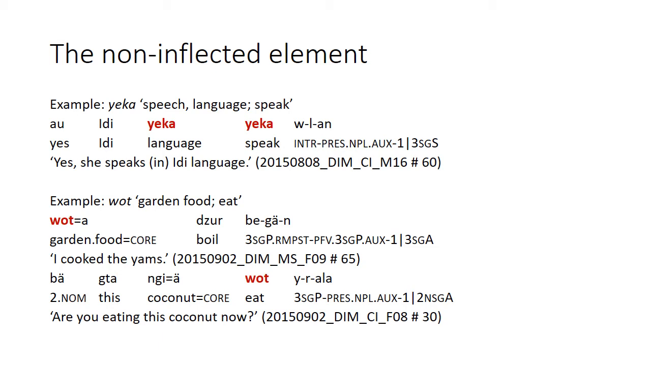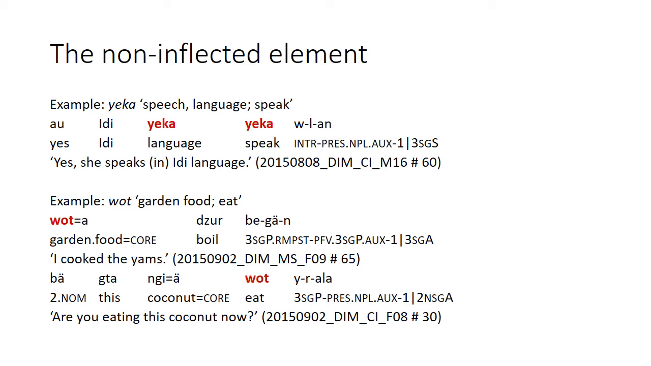So there are some very frequent forms that occur as referential nouns, and then also as almost identical or completely identical non-inflected elements in complex predicates. And sometimes they even occur in a sequence. So in the first example here, we see the form yeka, which means speech or language, but also speak when it's used in a complex predicate. So, au idi yeka yeka wolan means yes, she speaks in Idi language.